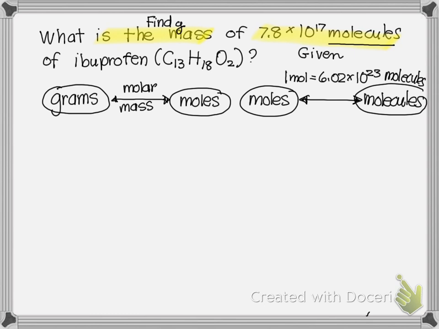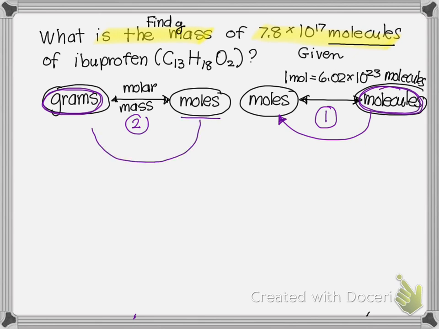All right, so when I look at this problem, what I'm given is molecules. So I'm all the way over here. But I need grams, which is all the way on the left-hand side. So I'm going to have to do two problems. First, I'm going to take molecules and turn them into moles. And then second, I'm going to take those moles and turn them into grams with the molar mass. So let's start with the first part.